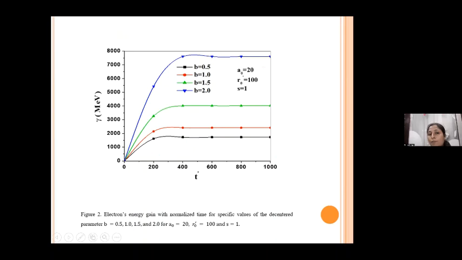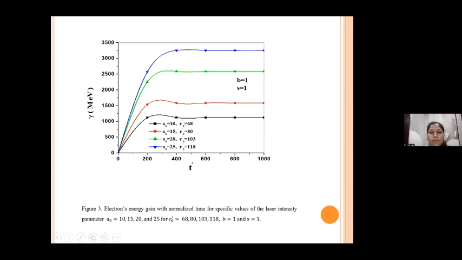Similarly, in the second graph, we have seen the effect of the decentered parameter of the laser. This is the initial intensity of the laser, which is kept fixed. This is the spot size I have taken, the optimized values. With this optimized set of parameters, the gain is almost 8,000 MeV for decentered parameter 2. And similarly, for decentered parameter 0.5, our energy gain is almost 1700 MeV.